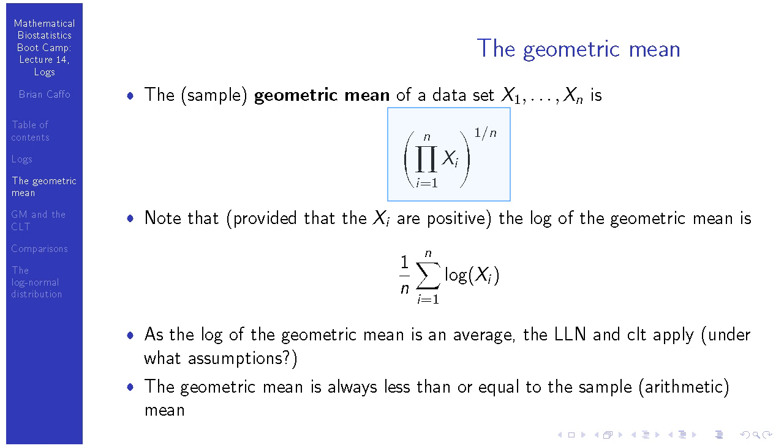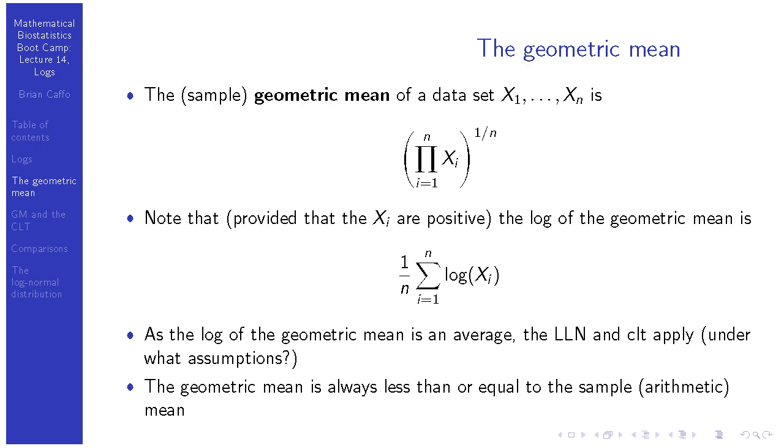And notice if all the x's are positive, which is generally the case if you're thinking about geometric means, then the log of the geometric mean is the arithmetic mean, 1 over n summation log xi. So it's the arithmetic mean of the logged observations. Okay, so let me just repeat that. The log of the geometric mean is the arithmetic mean of the log observations.